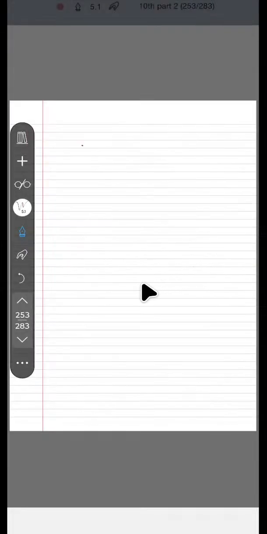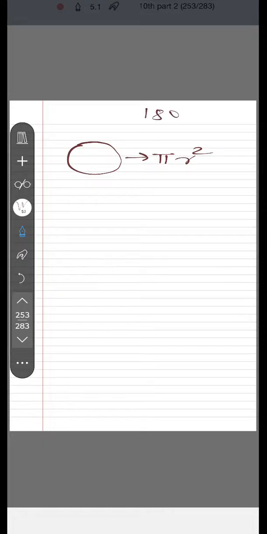See, if a circle is there, we all know the formula of the circle. What is the area of a circle? Simply pi r square. We all know, correct? Pi means simply 180 degree, correct? Multiplied by r squared.